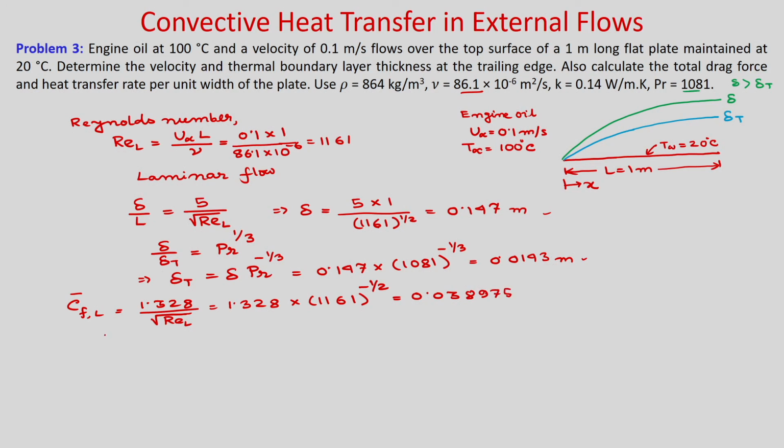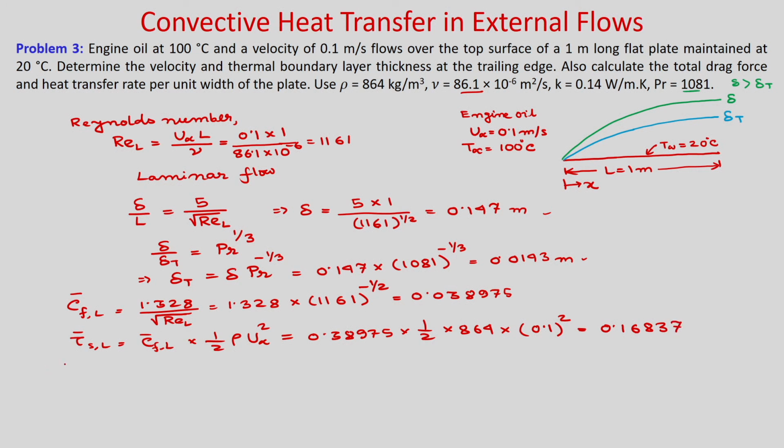So, you will get 0.0388975. So, now you will be able to calculate the shear stress. Okay. So, shear stress will be just C_f into half rho u infinity square. So, you will get 0.0388975 into half into density 864 kg per meter cube into u infinity square, 0.1 square. If you calculate it, you will get 0.16837.